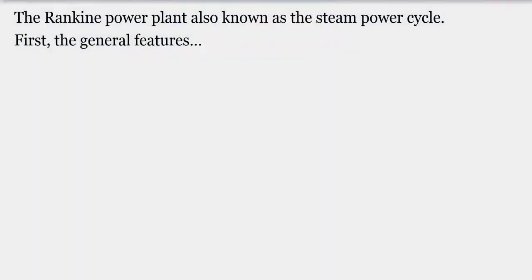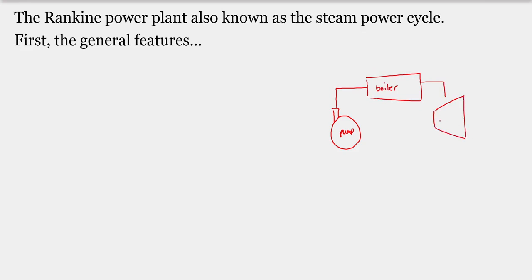Let's talk about the Rankine power plant. Again, the workhorse of how we generate stationary power around the world. So recall the general features, and these are the same as the general features that we had for the Carnot cycle, where we have essentially a pump, a boiler, a turbine, and a condenser.